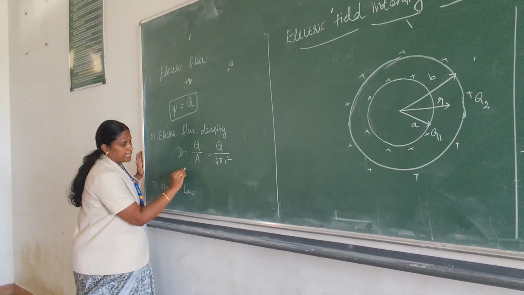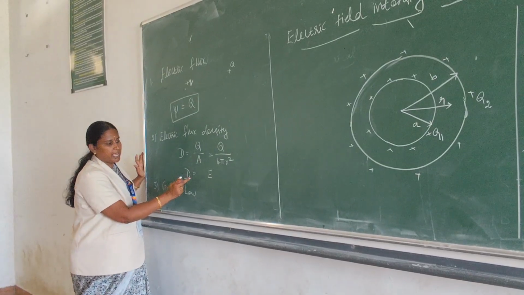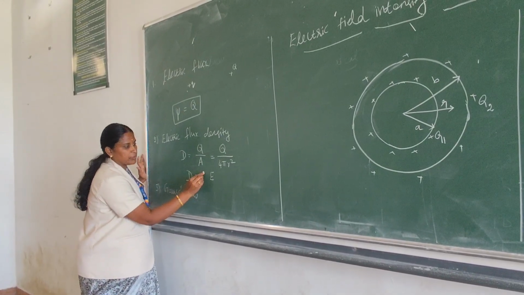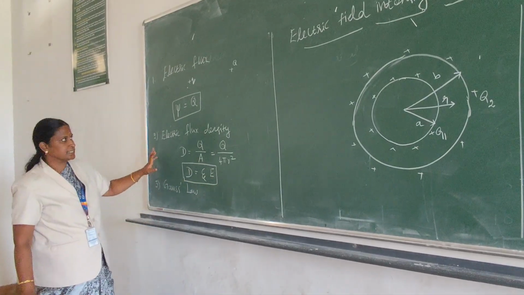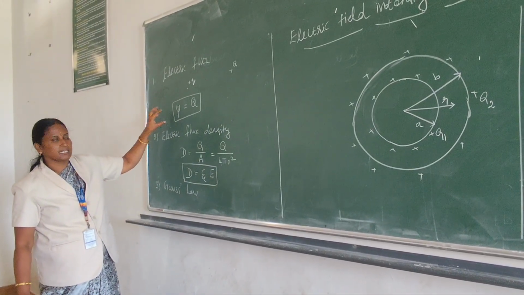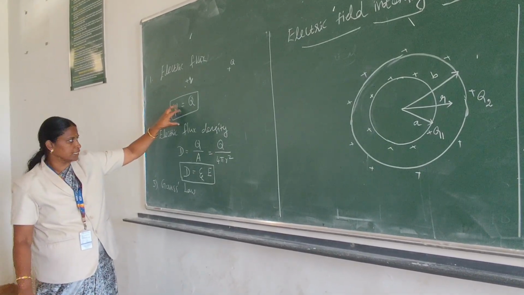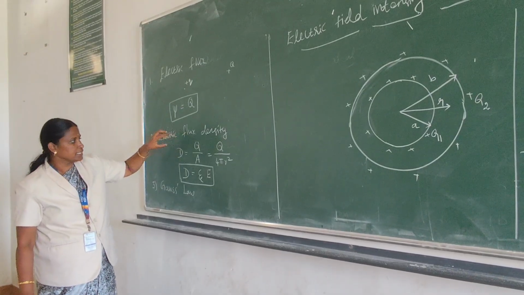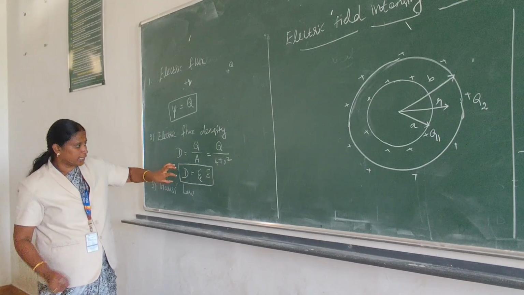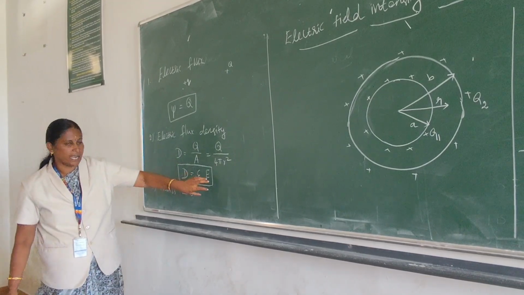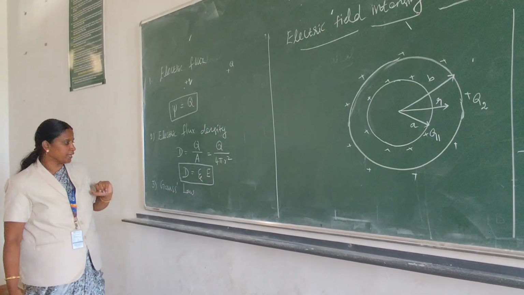And we know that the relationship between D and E, that is flux density and field intensity, is D equal to epsilon E. This concept we also have to know. So the electric flux is lines of force between test charge and main charge, and that electric flux will be equal to the main charge itself, and the electric flux density D is equal to charge divided by unit area. And the other relationship between flux density and field intensity, that is D and E, is D equal to epsilon E, right?